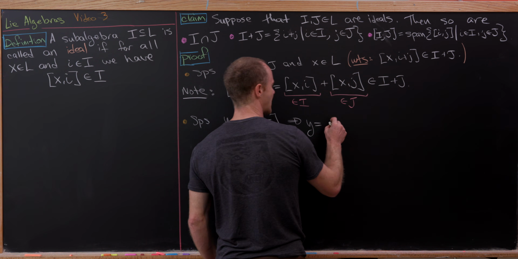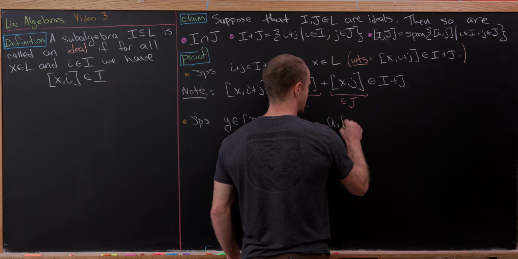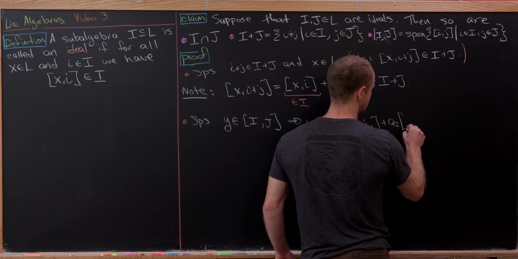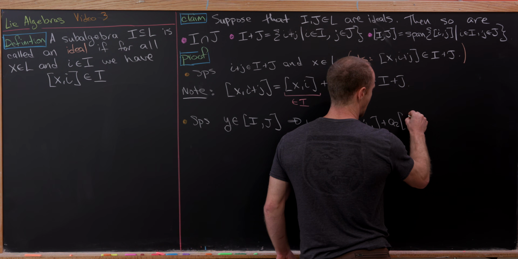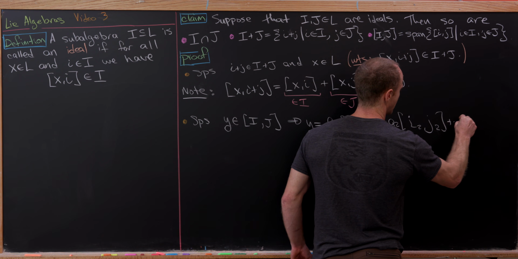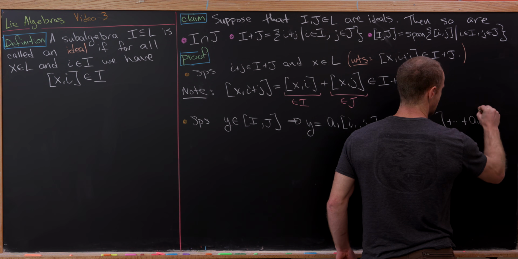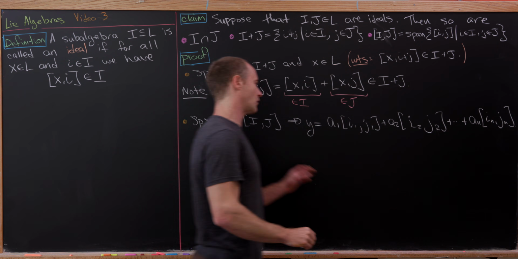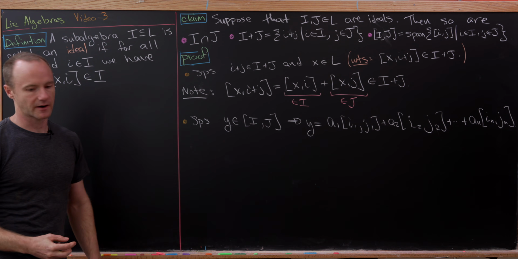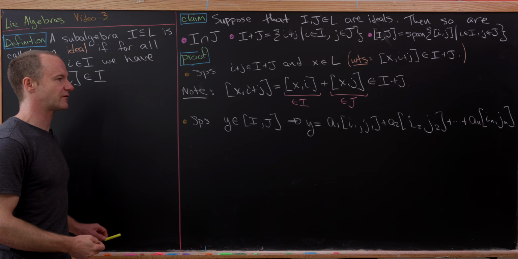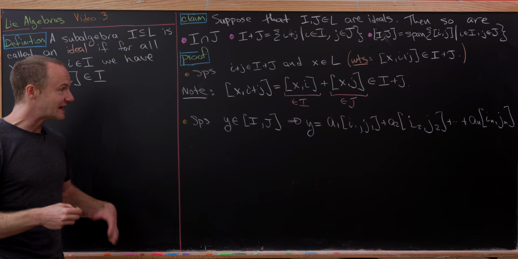So maybe we would write that as a1 bracket i1, j1, plus a2 bracket i2, j2, all the way up to an bracket in, jn. So that's the form of an arbitrary element in there. And now let's pay attention to what's happening for one of these pieces of y.